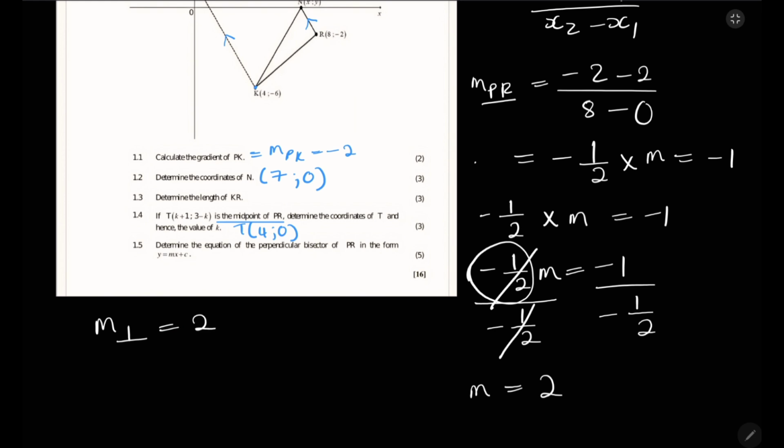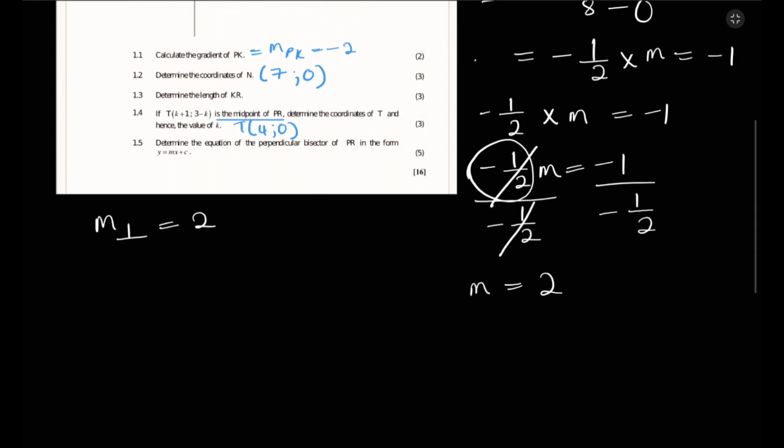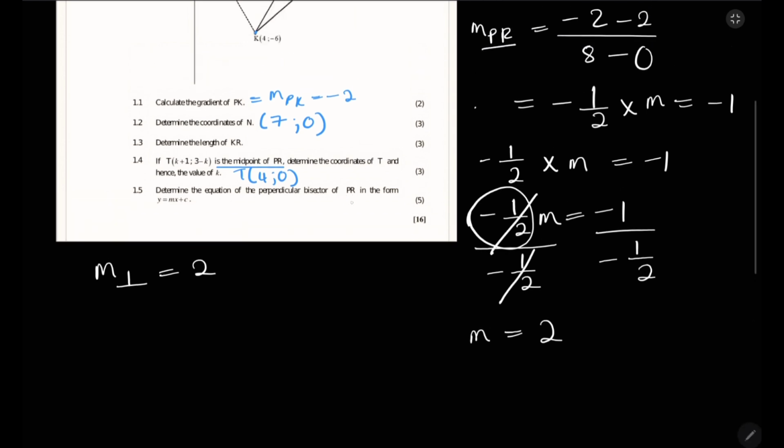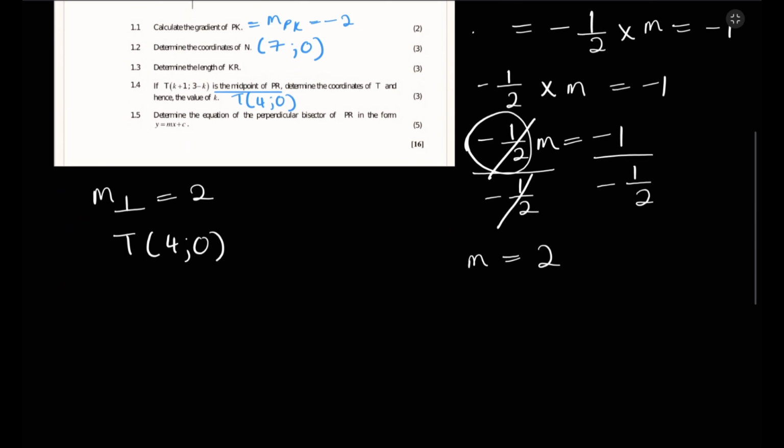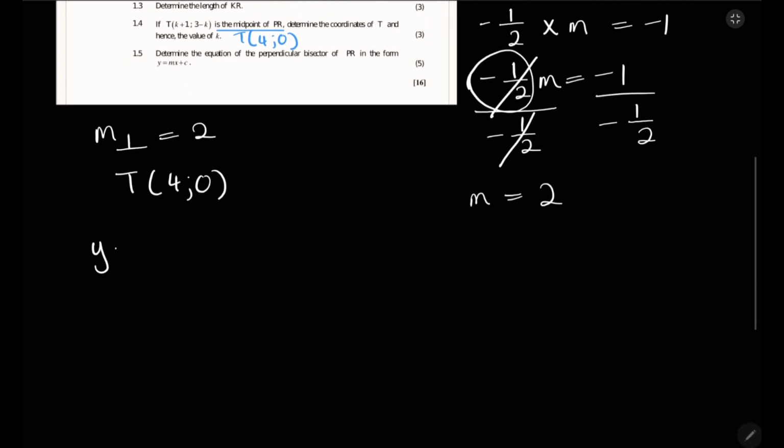Now, I reminded you guys of the key properties of a perpendicular line. What you should know about perpendicular bisectors is that it also passes through the midpoint of PR. And remember, the midpoint of PR is this point, T, the one that we calculated in the previous example. So if your T is wrong, your 1.5 will most probably be wrong as well. For our next step, we have to substitute this point into our straight line formula. Remember, we have y = mx + c. We know the gradient, y = 2x + c.